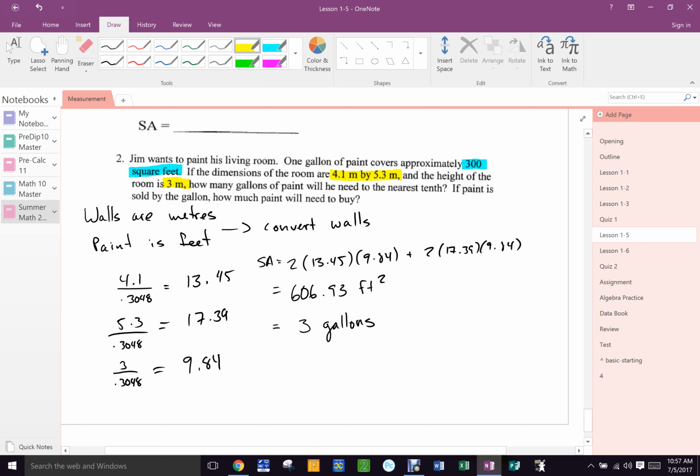What usually trips people up on this is they don't think somebody always does 4.1 by 5.3 to find an area there. But these are the walls. That's the floor. The walls are 3 meters high. You're only painting the walls. So every wall looks like this. There's 2 walls that are 3 meters tall, 4.1, and there's another 2 walls that are 3 meters tall and 5.3. So that's what I did. I changed them to feet, multiplied by 2 because there's 2 of them, and then realized I needed 3 gallons of paint. Cool?